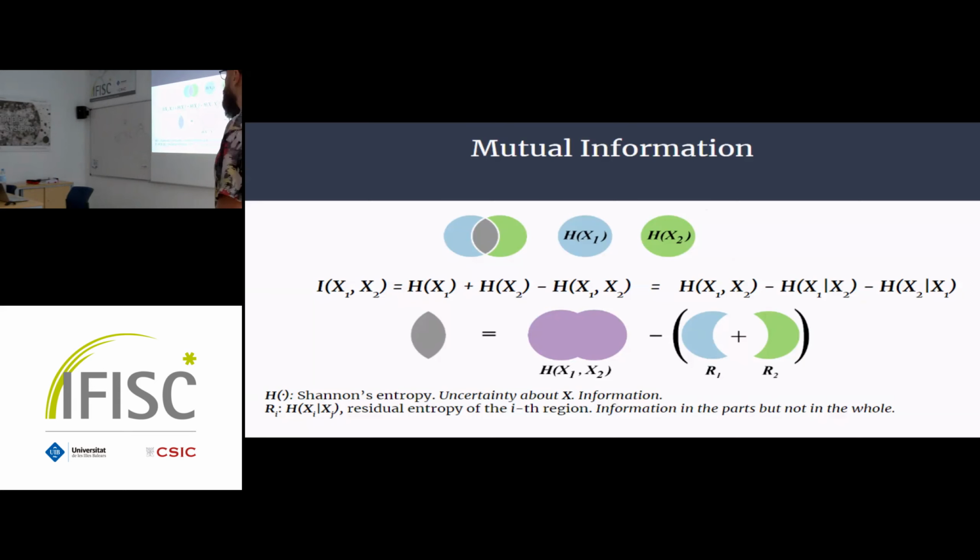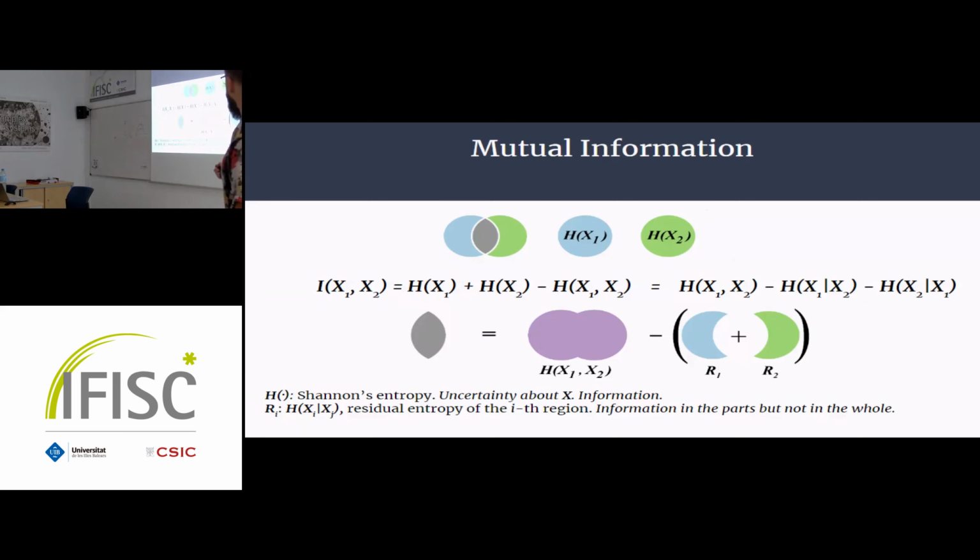You can also define the mutual information in terms of conditional entropies. That will be taking the joint entropy of these two variables, which will be the system, and then subtracting the conditional entropy. So what remains after having knowledge from the other variable. And that will give you the mutual information.